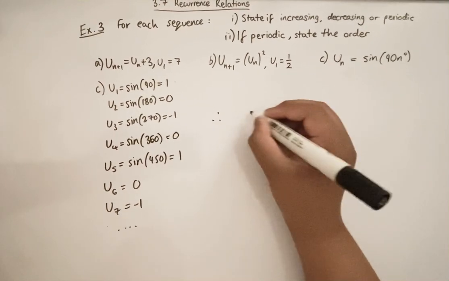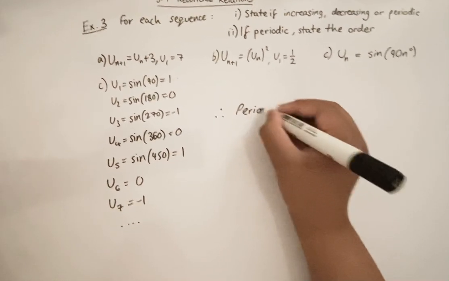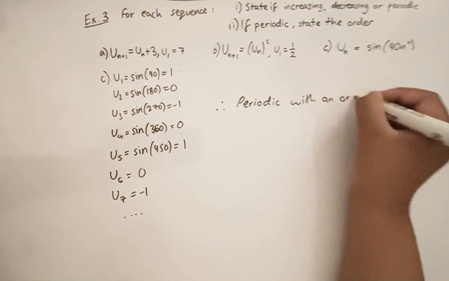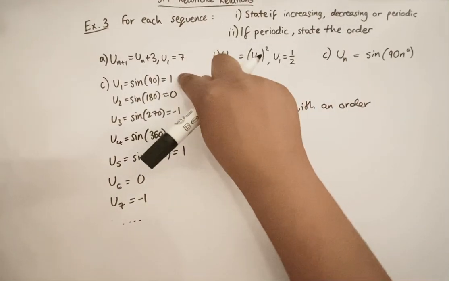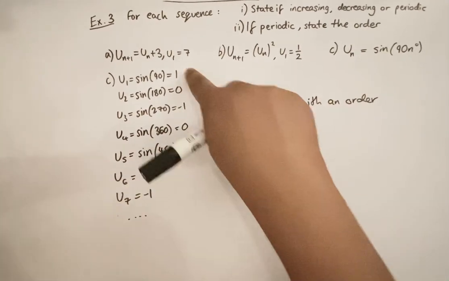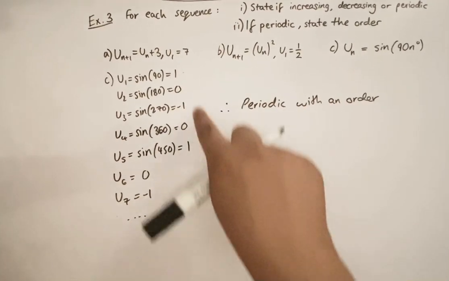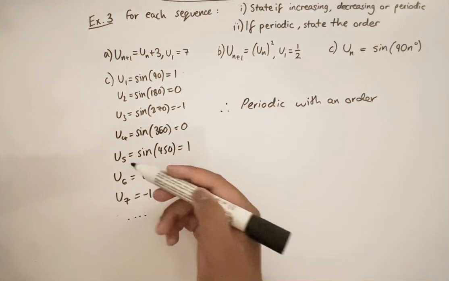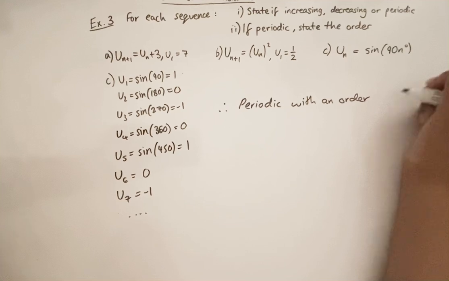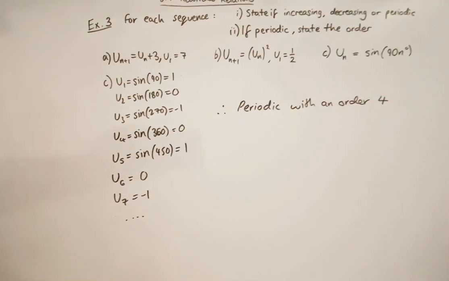So therefore, the sequence is periodic with an order of, we can see the first term is 1, and then the fifth term is 1. And that's the first occurrence where the terms repeat. So from the fifth term to the first term, it's 4 terms. So it's every 4 terms. So it has an order of 4. And that's it.